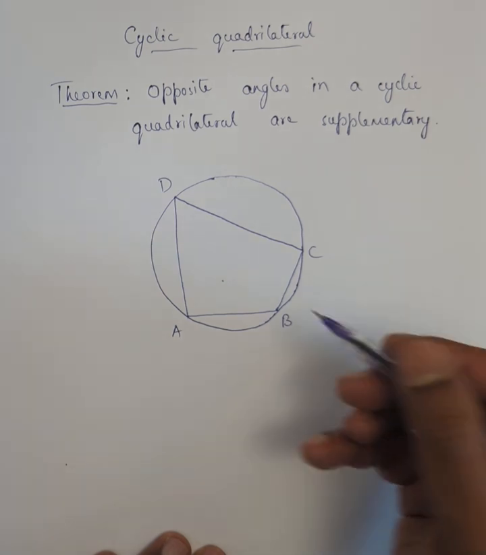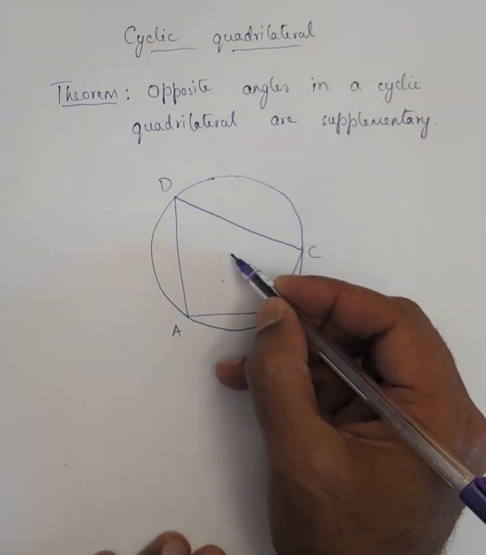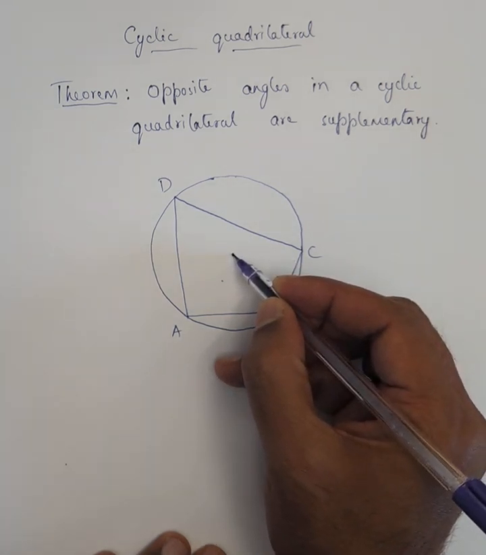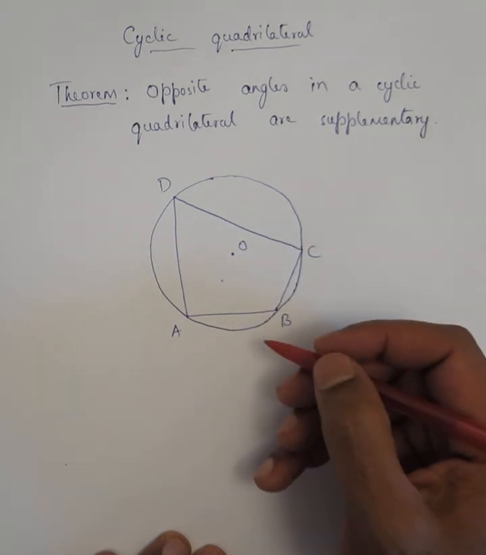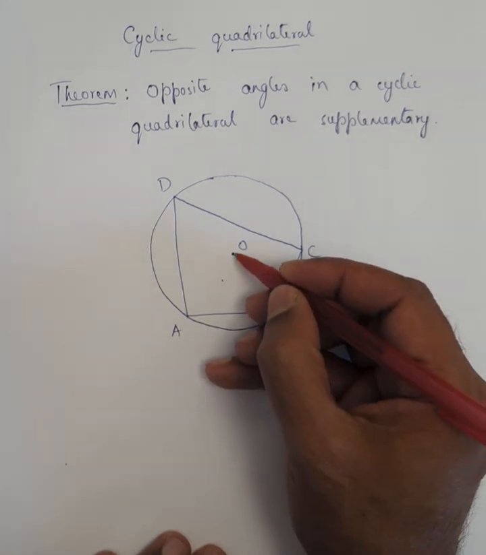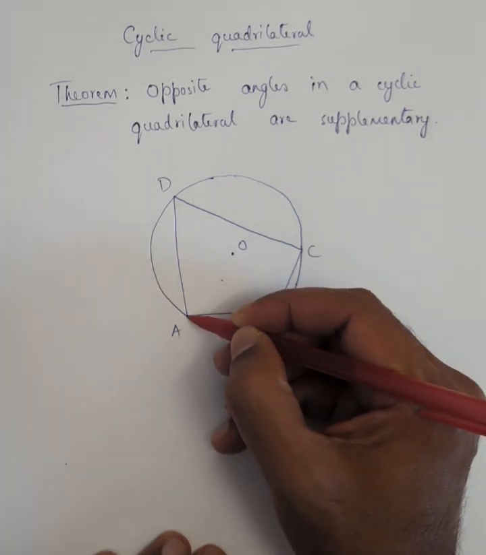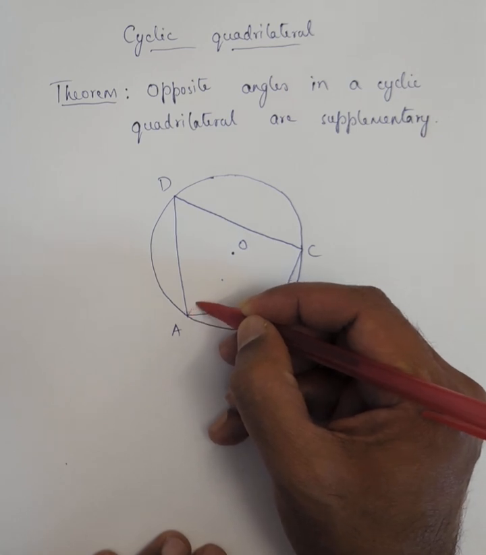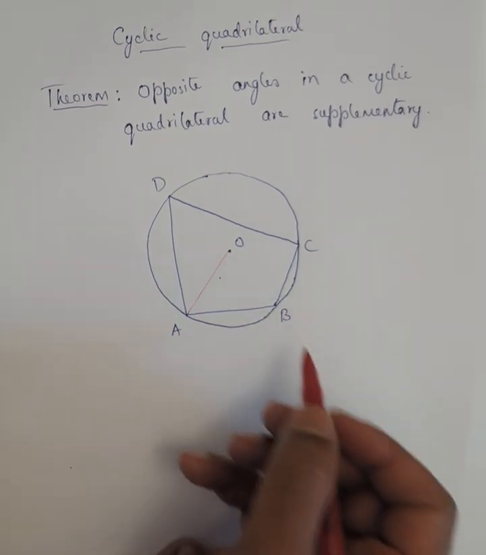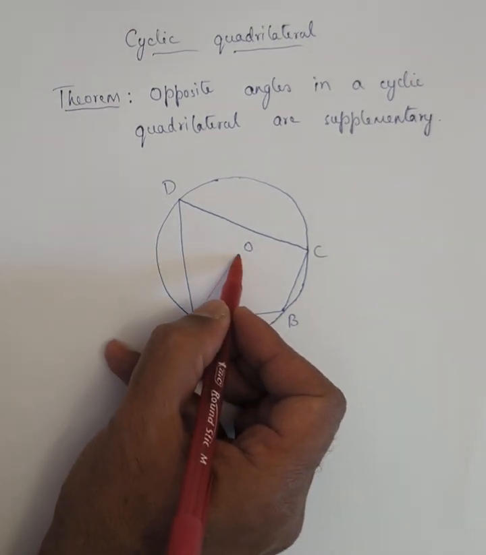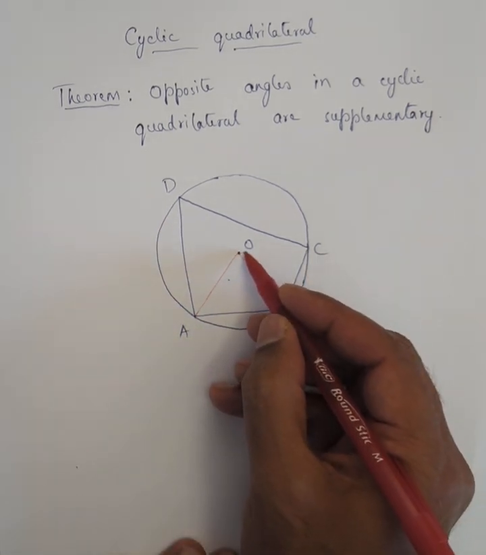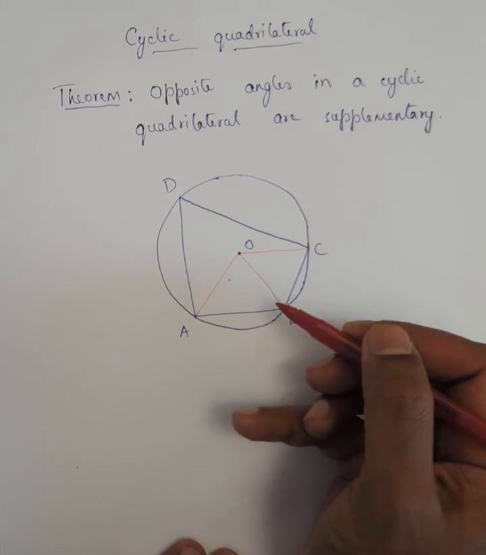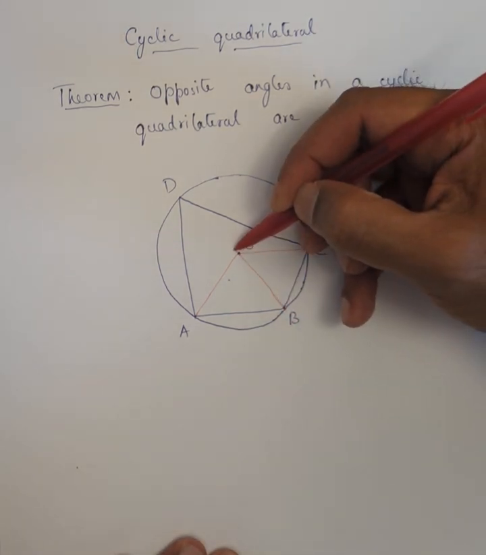Now, what do we know about a circle? Every circle has a center. So let's call this center O. And then all of the radii are going to be equal. So if you were to join the center to any of these points, notice that all the points A, B, C, D are on the circle, which means OA must be equal to OB, which must be equal to OC, and OC must be equal to OD.